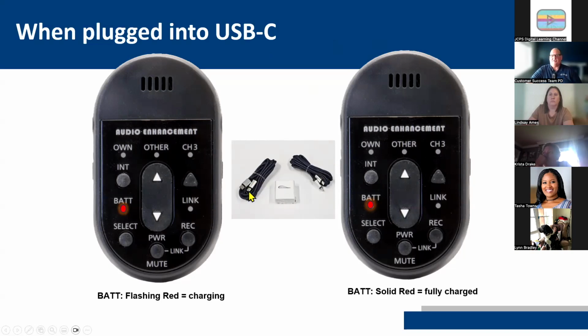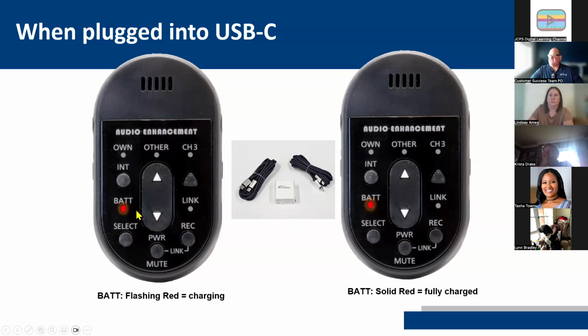If you have one microphone, you'll have a charging cable and a charging block. If you have a teacher mic and a student mic, you will have two charging cables, and the block can still accept two cables at once. If you have two mics, you can charge them both at the same time. The battery light will blink while it's charging, so you'll know it's charging. It'll be solid red when it's fully charged.